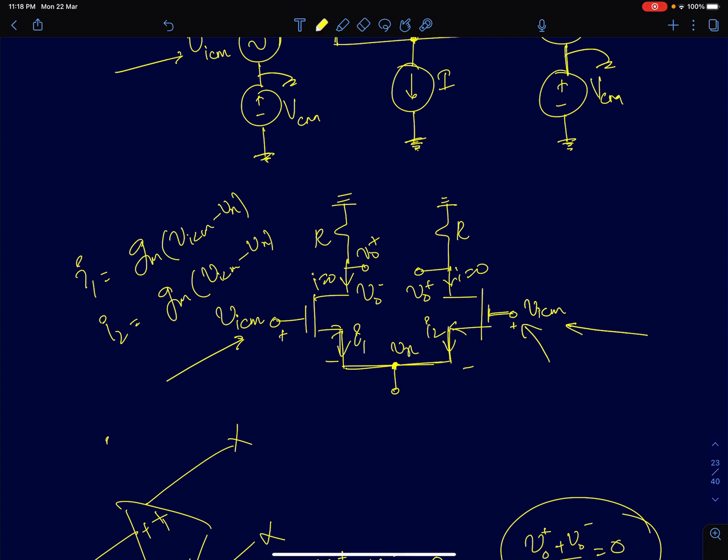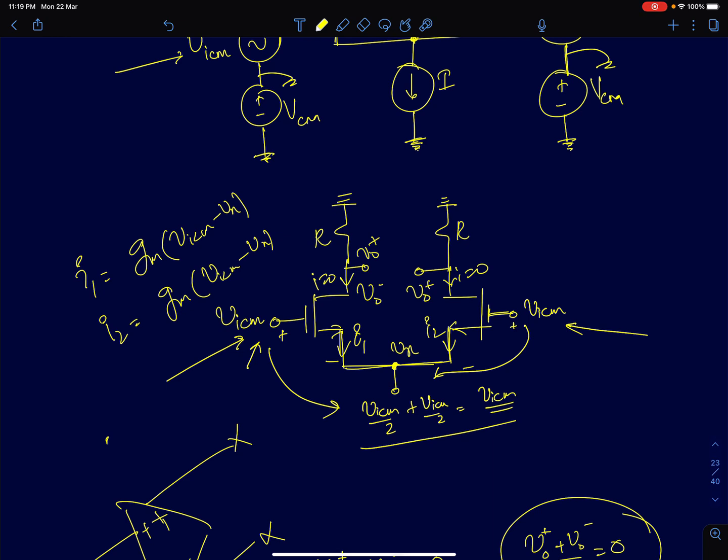And in fact, you can quickly show this using superposition. If I apply VICM here, I'm going to get VICM by 2 due to this. Of course, when I'm applying superposition, I'm assuming the other input is at AC ground, and finding it out, I get VICM by 2. And because of the other input, again, we get VICM by 2. So the total voltage will be VICM. You can apply superposition and solve it the way we did for the differential input example, and we get VICM here.